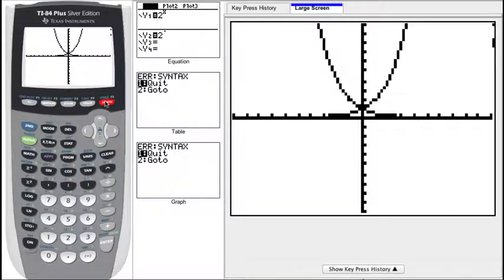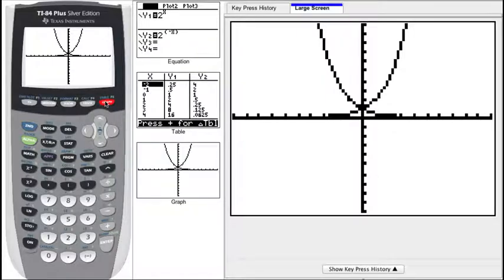Sure enough, it took that exponential growth curve, and by reflecting it over the y-axis, it made it look like exponential decline. Notice the x-axis is still the asymptote. It just took all the points and flipped them over the y-axis.